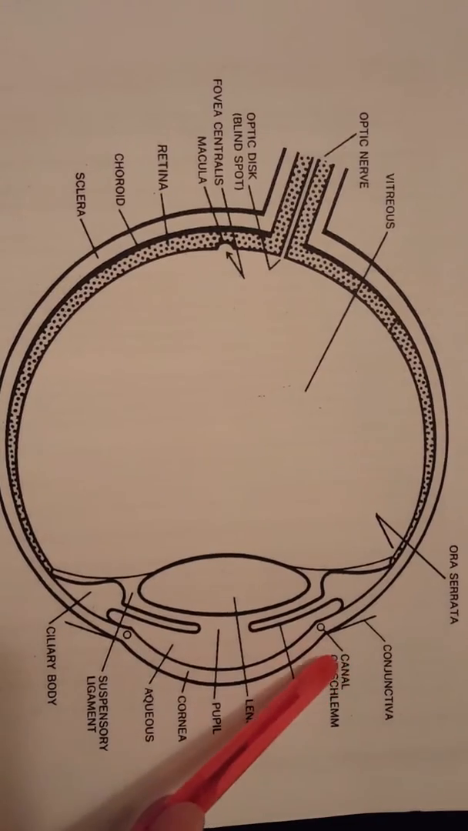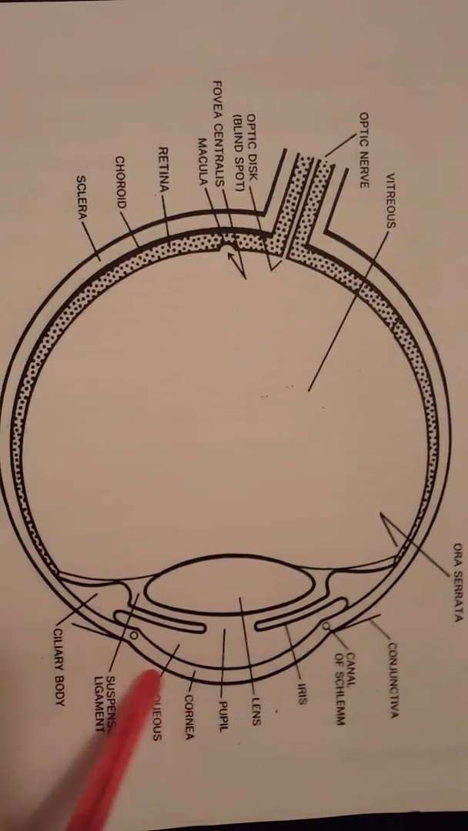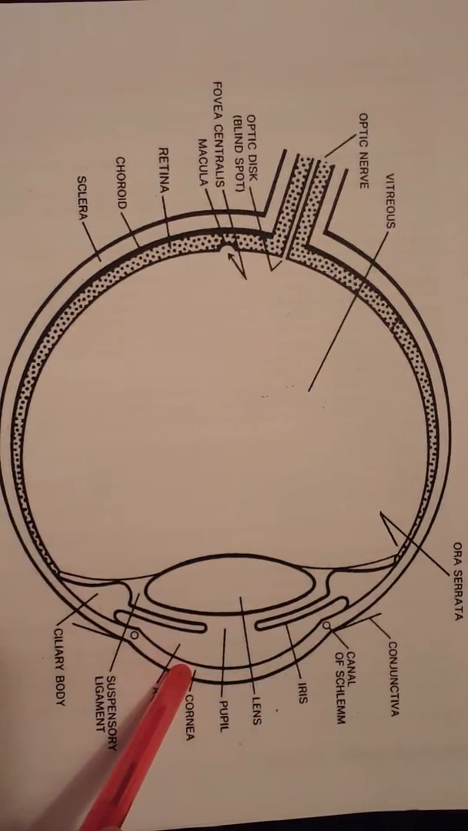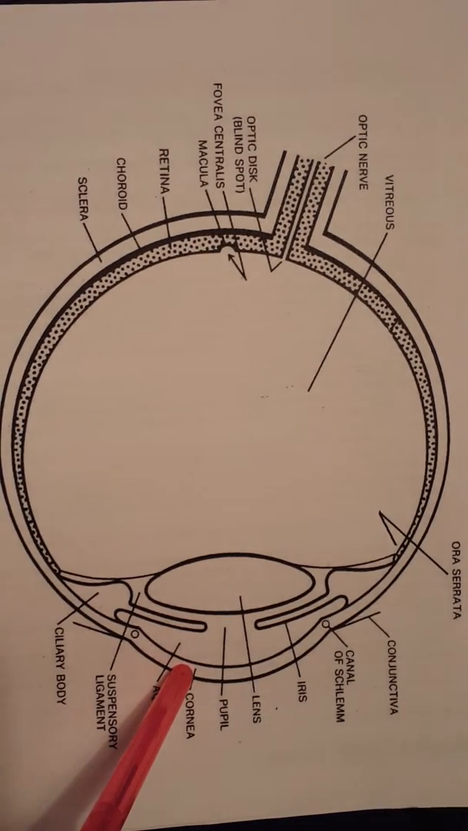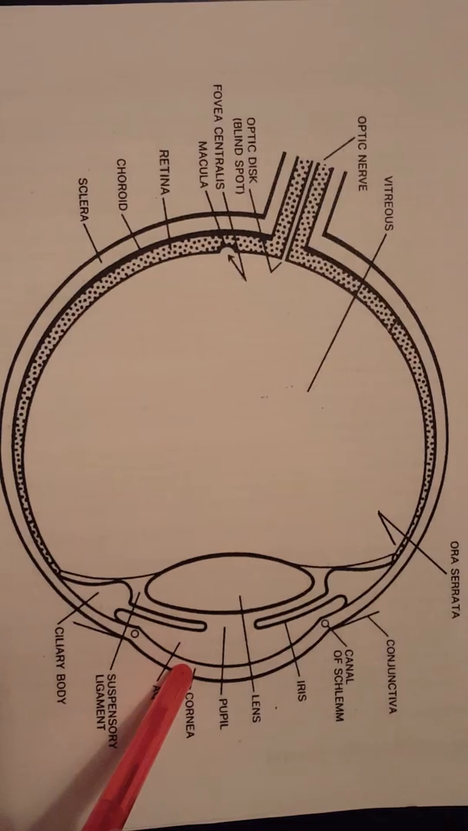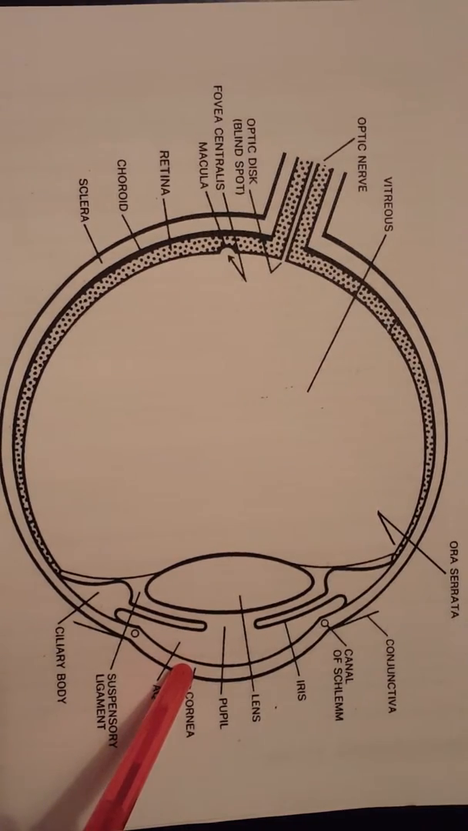I like to start here at the front or anterior of the eye. Here we see the cornea. It helps to protect the eye and is the eye's outermost lens. It controls and focuses the light coming into the eye.